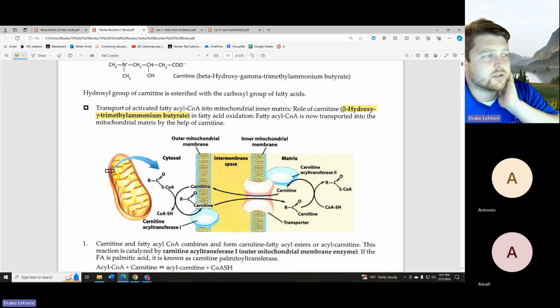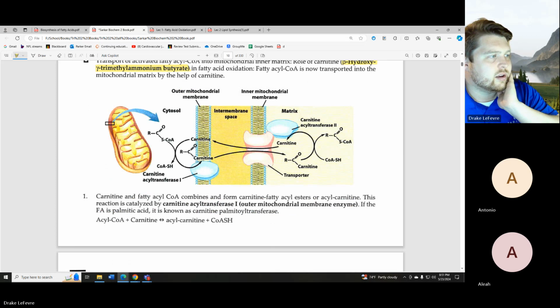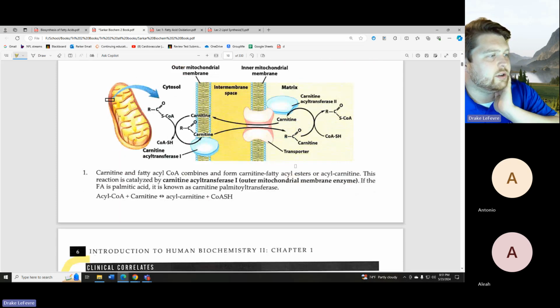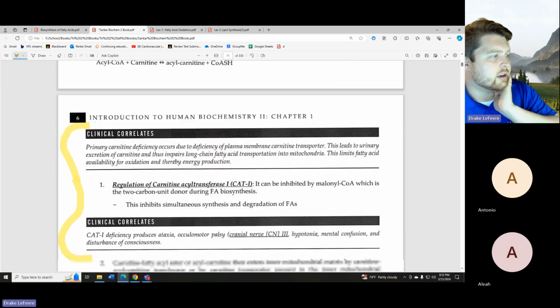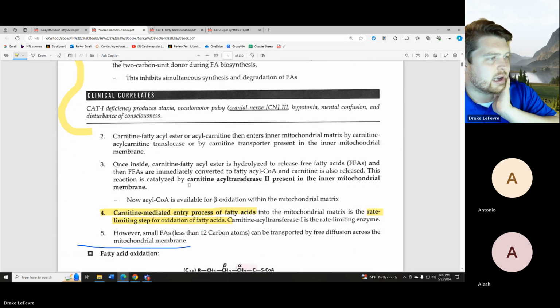The fatty acyl-CoA is then transported into the mitochondrial matrix with the help of carnitine. So through here, we have carnitine acyltransferase 1. It gets it through into the intermembrane space, and then into another transport protein into the matrix. There are two different proteins: carnitine acyltransferase 1 on the outer part, and then carnitine acyltransferase 2 on the inner mitochondrial membrane.